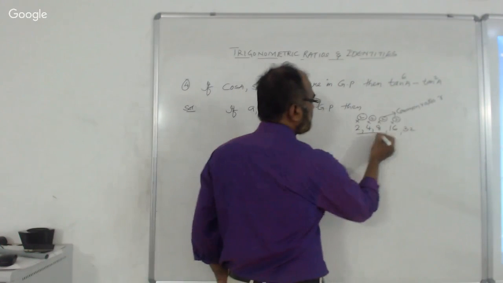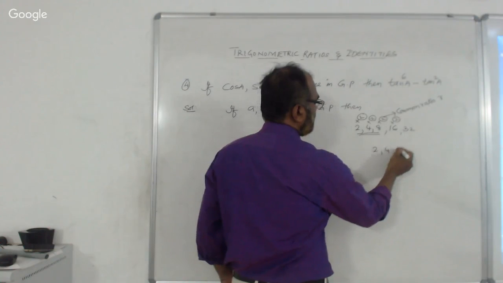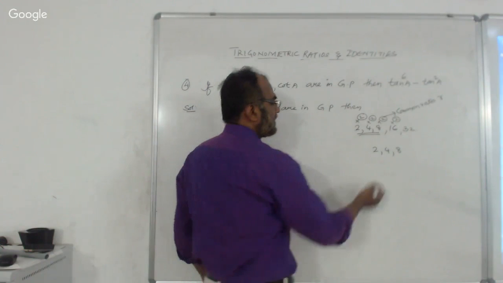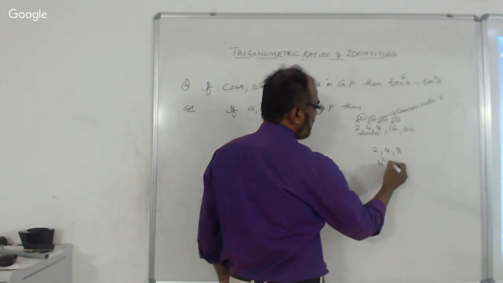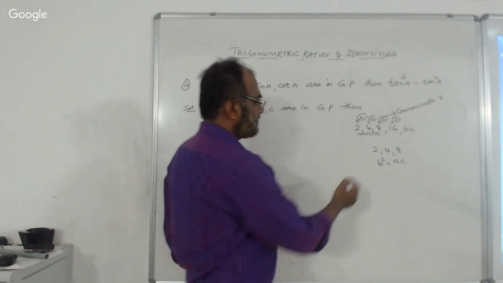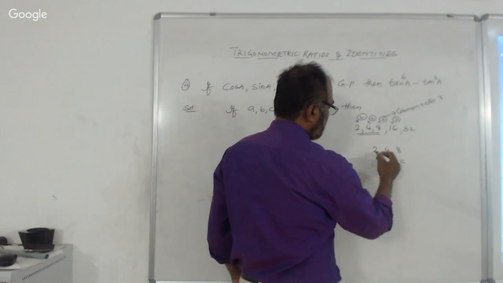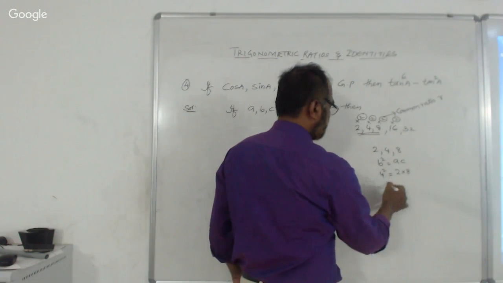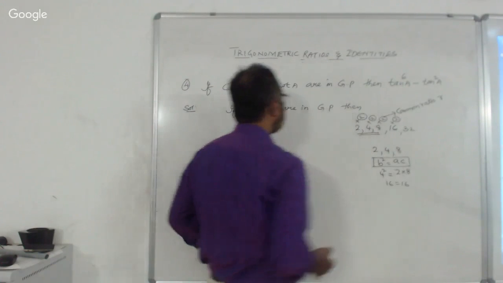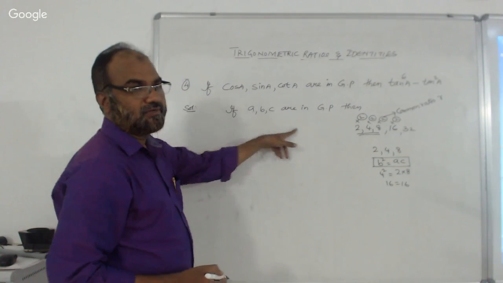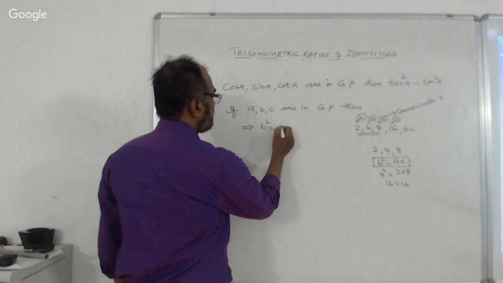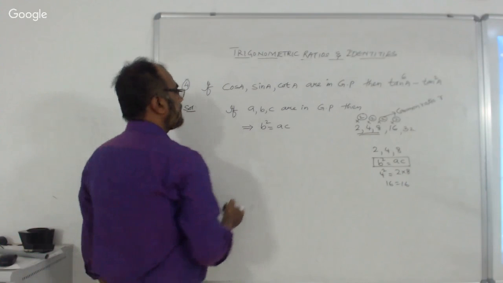Now take three terms of it, 2, 4 and 8. It's like A, B, C. Check that the value of B square is the same as AC. B square is 4 square, and AC is 2 into 8, so 16 equals 16. So B square equal to AC is the condition whenever you have three terms in GP.